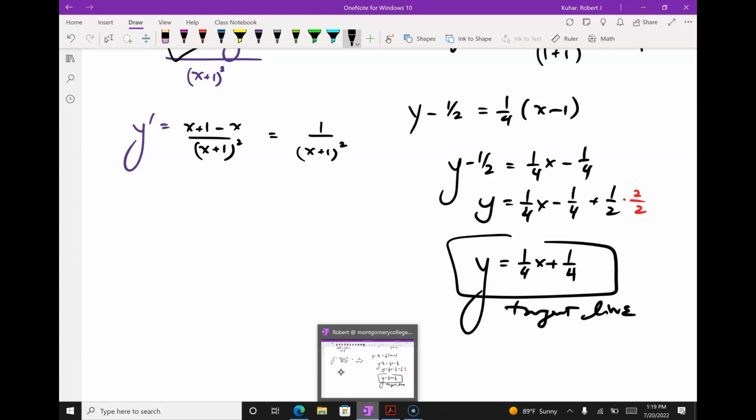You remember doing this one with the limit? You remember this one in 2.1? 1 and 1/2. We got the same tangent line when we did it that way.